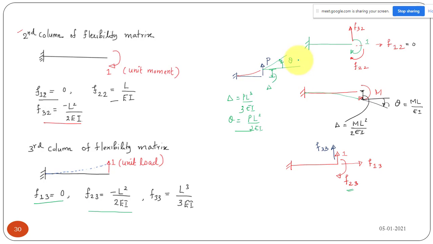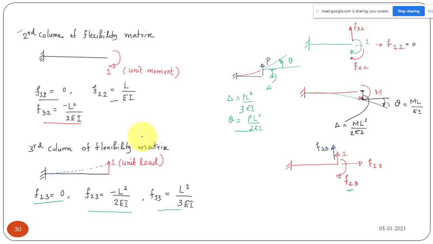Okay, and next we will go to F33, that is the deflection at the free end due to upward unit force, that will be PL cube by 3 EI. P will always be equal to 1, since we applied unit force, so this will be L cube by 3 EI. So this is F33. We can see F11, F22 and F33. F33 means displacement at 3 due to unit force at 3. F22 means displacement at 2 due to unit force at 2.